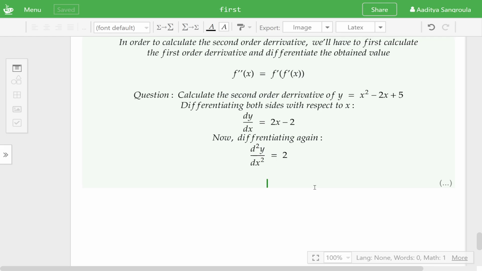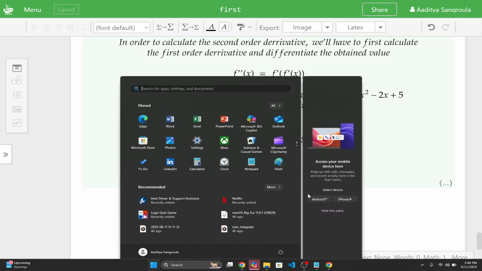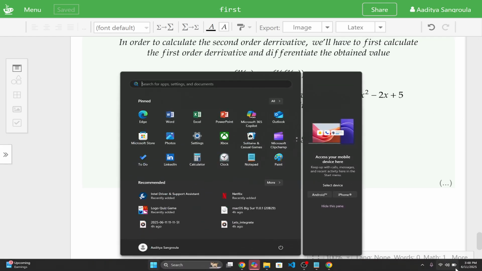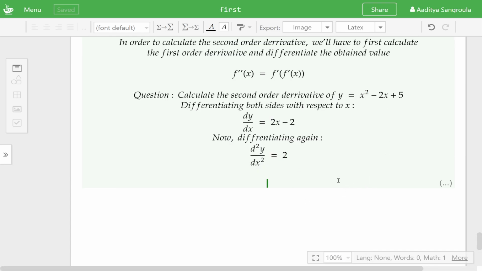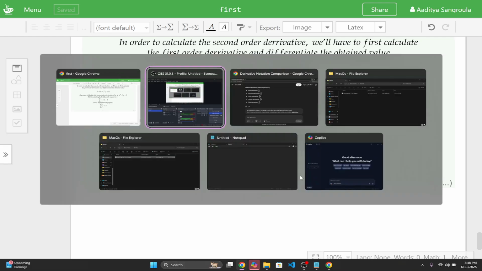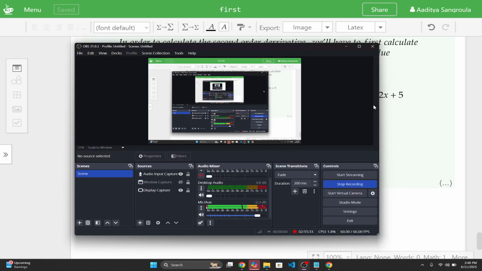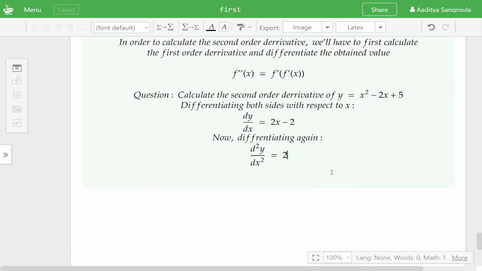Now it's starting to rain over here, so I'm unplugging my laptop. Okay, so how many charges does it have? Okay, 79%, pretty fine. I hope OBS does not go off. Okay, it's not.